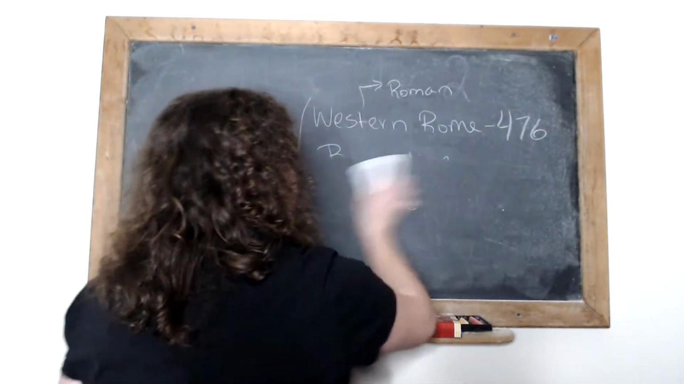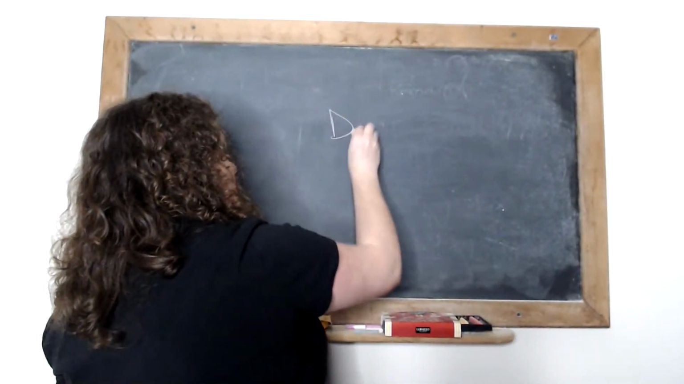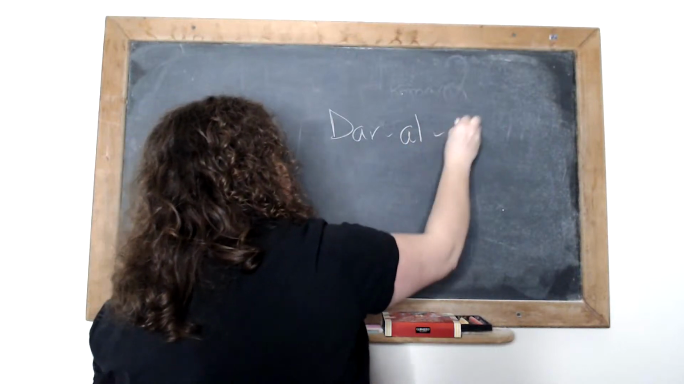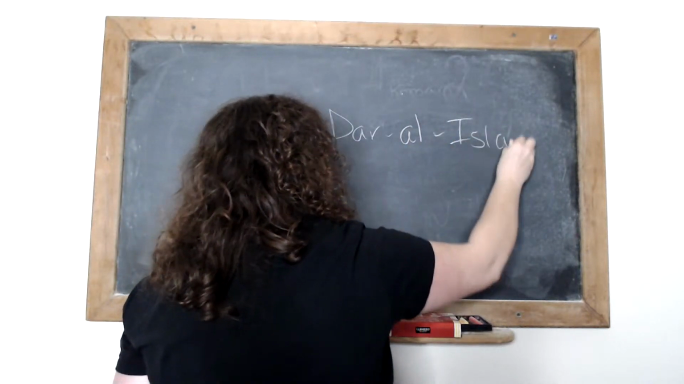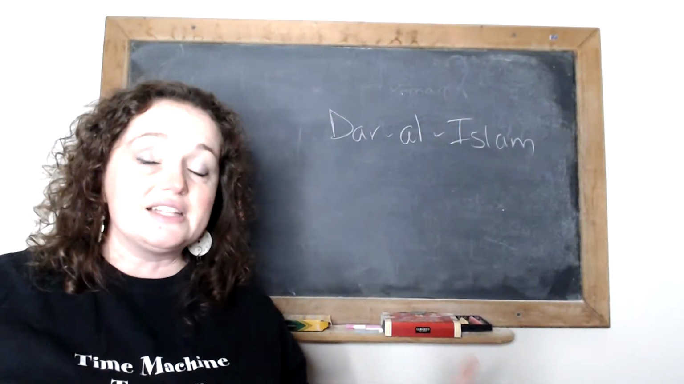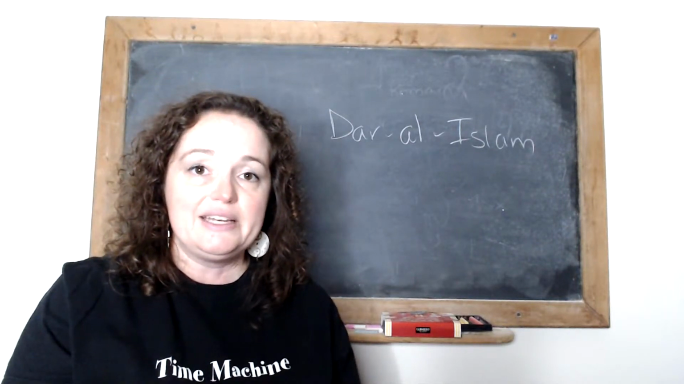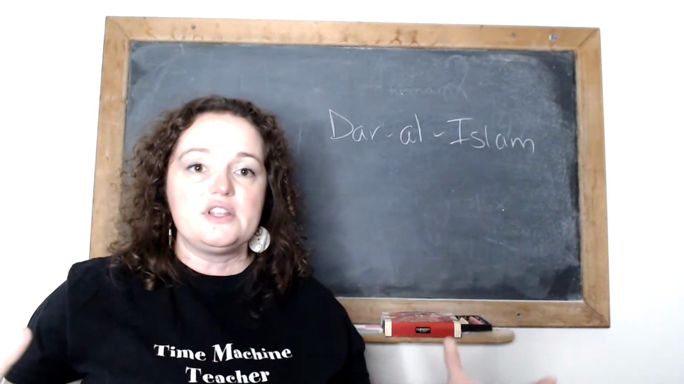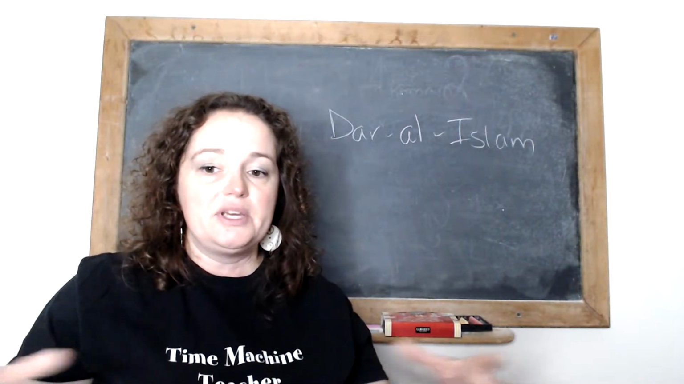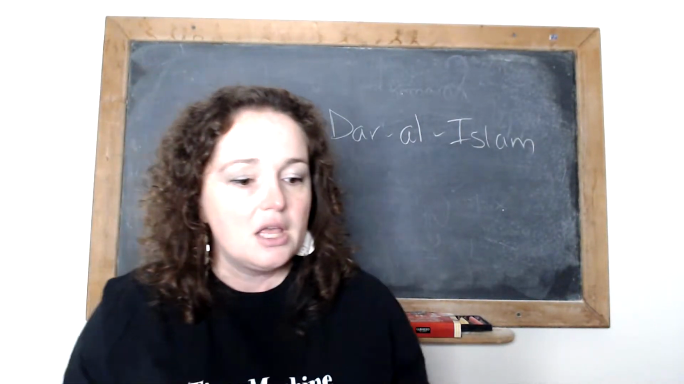Also, remember this term, Dar al Islam. This is basically the world of Islam as the empire spreads and expands. During the Abbasid Caliphate as well as the Umayyad Caliphate, the whole world of Islam, basically that empire, will be called Dar al Islam. You will probably see that on your final exam.